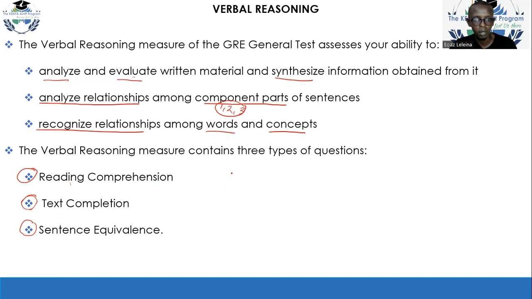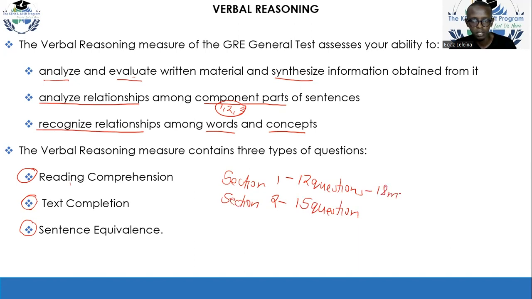And remember, we talked about how the GRE has 2 sections for the verbal, section 1 and section 2. For section 1, you will have 12 questions, and for section 2, you will have 15 questions. You will have 18 minutes to solve the first, and 23 minutes to solve the second. They will both give you a total of 170 points if you are able to get all of them.